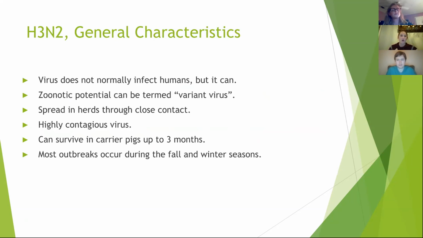And for it being zoonotic, it's not commonly found in humans, and when it is, it's labeled as a variant virus because it is technically the H3N2, but it's just a different variation of it. And even though the virus can be found year-round, it is most commonly found in the fall and the winter season, and that's when the larger outbreaks occur.